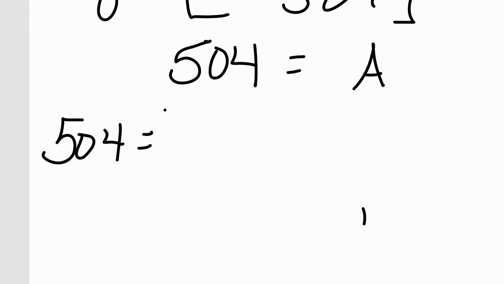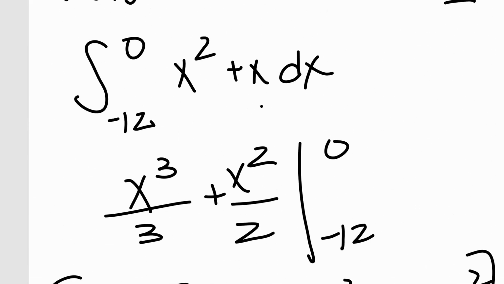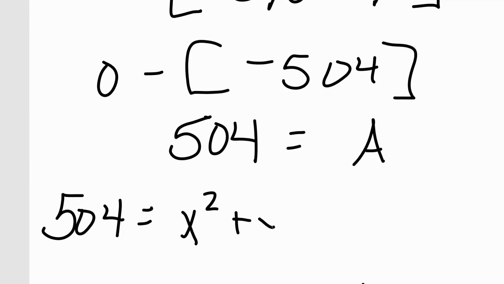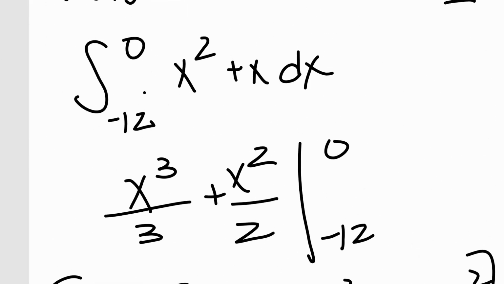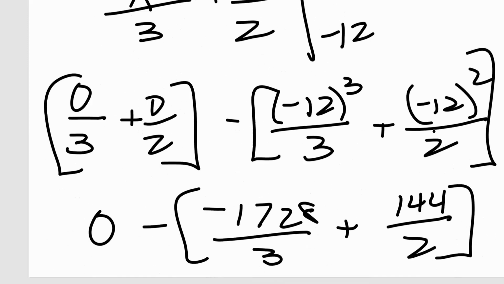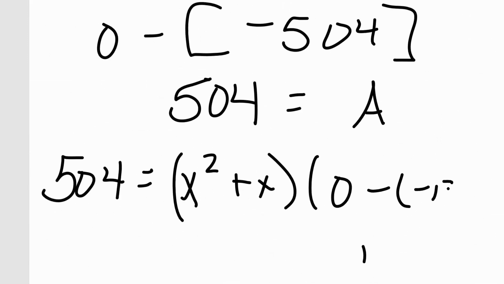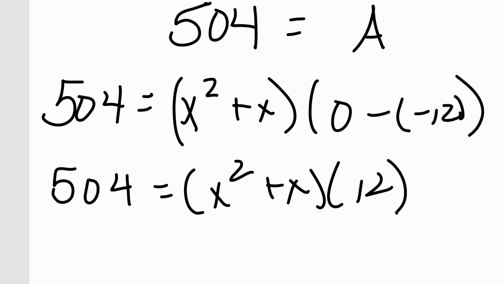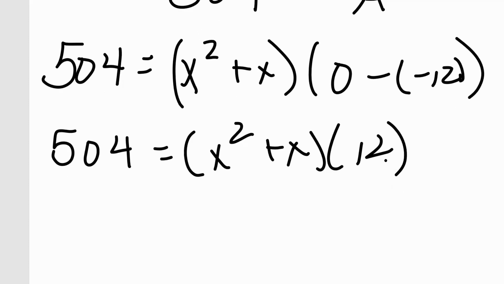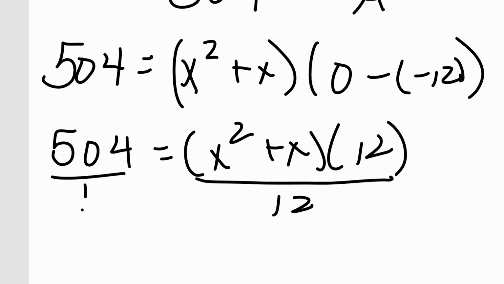is going to equal my function, x squared plus x, times b minus a. Go back up to our integral. Remember, this goes from a to b, so b minus a is 0 minus negative 12. Now if I solve this equation, I can find x, and that is what I am looking for. So I get 504 equals x squared plus x times 12. The easiest way to solve this is to divide each side by 12, since we can't have these parentheses. 504 divided by 12 is 42.